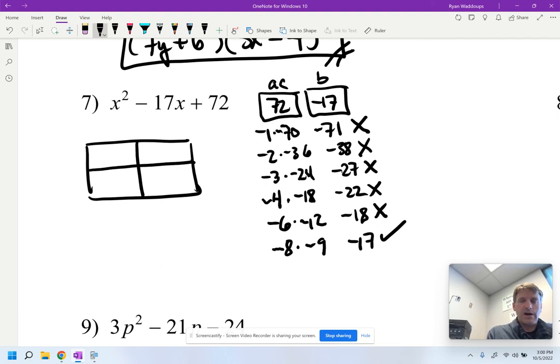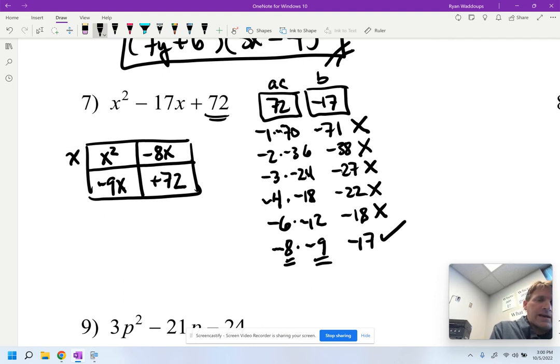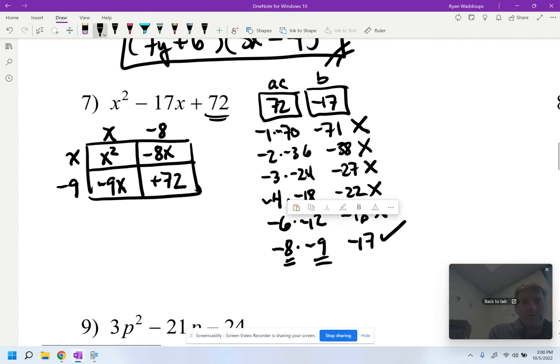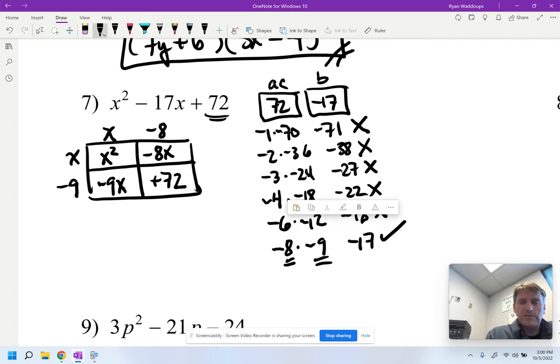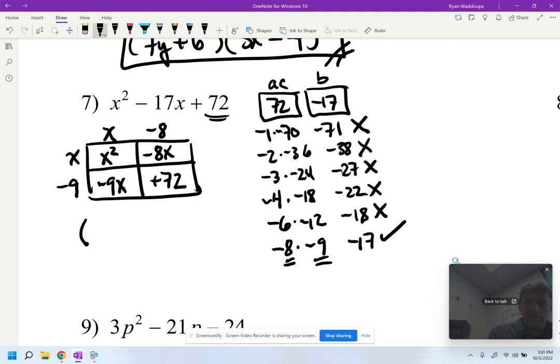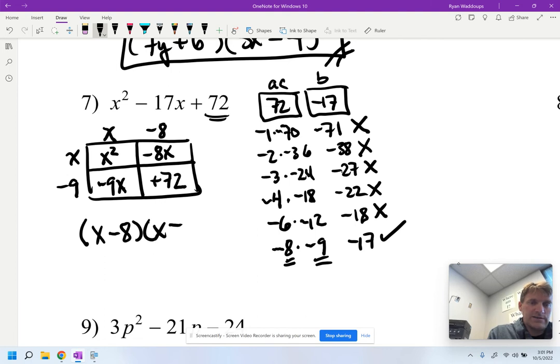So I'm going to use the box here. I'm going to write x squared here. I'm going to take -8 and write -8x. I'm going to take the -9 and write -9x. And then the plus 72 is off to the end here. Then I factor by row and column. X and x, -8 and -9. And when I multiply those together, it gives me everything on the inside. So what I get for my factors are x minus 8 times x minus 9.